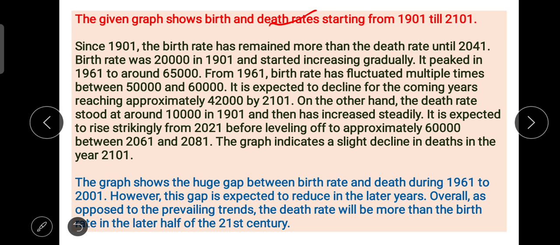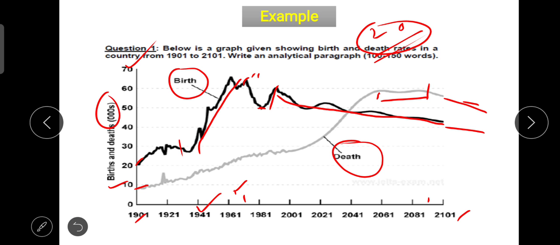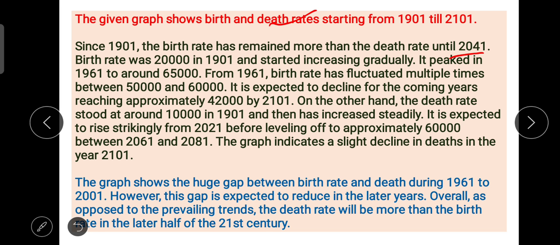Now, the body is the main part where we'll be describing each and every part of the analysis in detail. Since 1901, the birth rate has remained more than the death rate until 2041. We can go back and we can see this is the point here where death rate crosses the birth rate. 2041. Before 2041, birth rate was higher than death rate, but from 2041, death rate becomes more than birth rate, and it is clearly mentioned over here, and started increasing gradually.